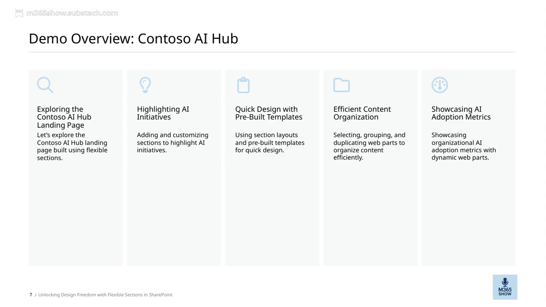Finally, let's explore the Contoso AI Hub landing page, which was built using these flexible sections. This example demonstrates how all these elements come together, showcasing metrics, organizing content, and highlighting initiatives, creating a dynamic and engaging experience for users. So, the key takeaway here is that flexible sections give us the freedom to design intuitive, informative, and visually compelling pages that support our AI adoption journey.